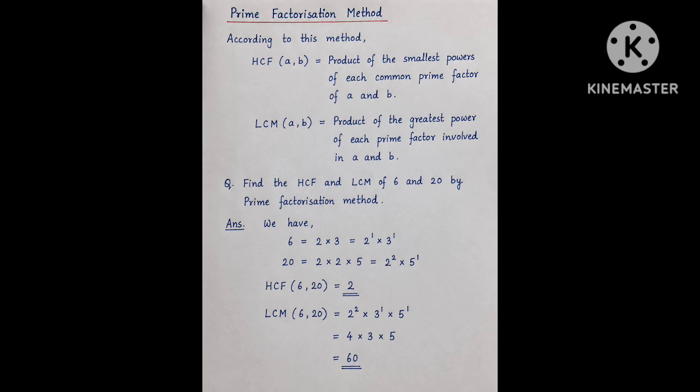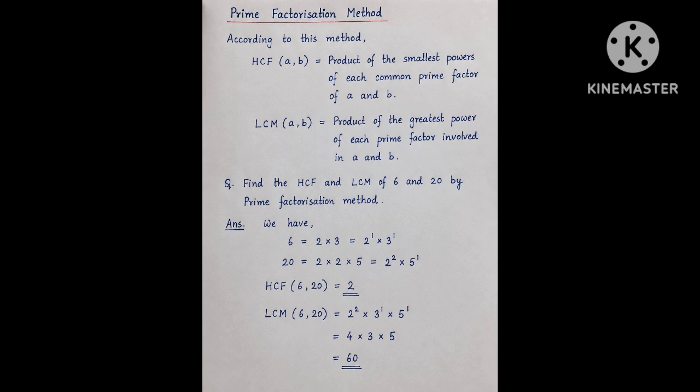Now, let's solve an example. Find the HCF and LCM of 6 and 20. First, write the prime factorization. 6 equals 2 times 3, which is 2 to the power 1 times 3 to the power 1. 20 equals 2 times 5, which is 2 to the power 2 times 5 to the power 1.